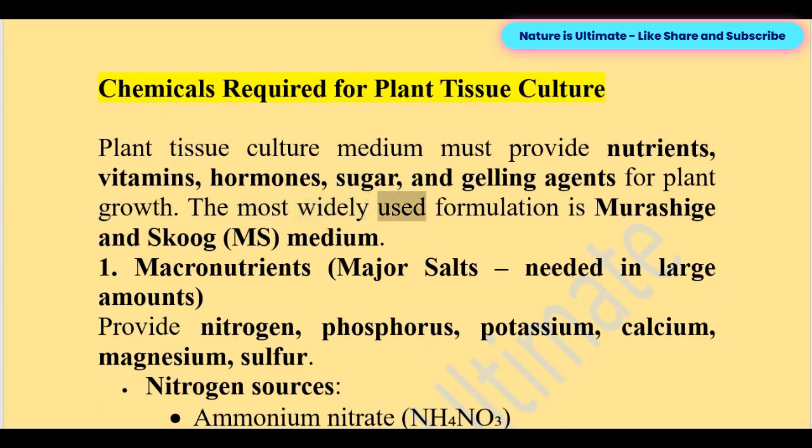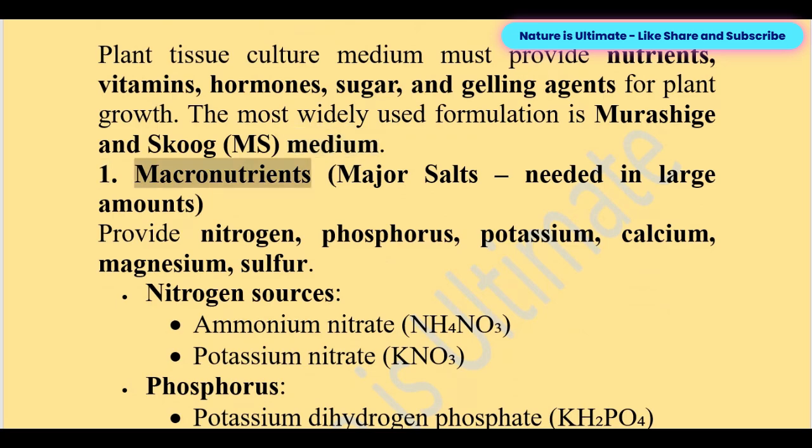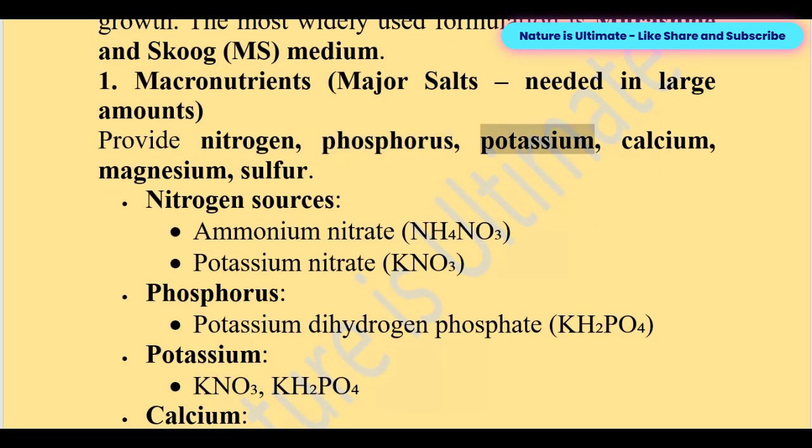The most widely used formulation is Murashige and Skoog, MS, medium. 1. Macronutrients, major salts, needed in large amounts. Provide nitrogen, phosphorus, potassium, calcium, magnesium, sulfur. Nitrogen sources. Ammonium nitrate, NH4NO3.